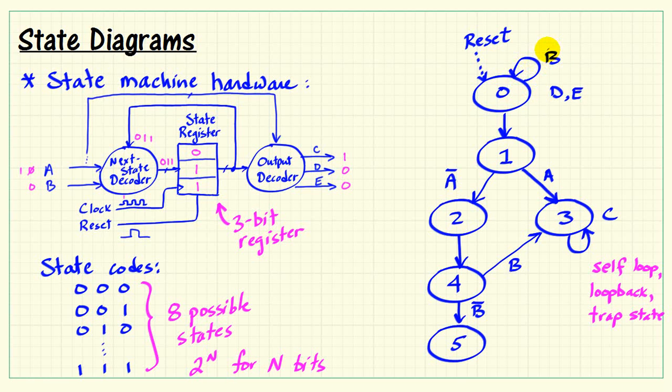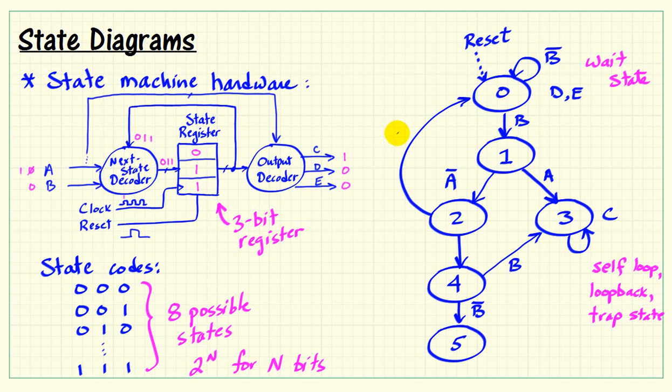Now a self loop can also be associated with a condition, and this is how we go about waiting for something to happen. In this case, we say as long as B is 0, we'll stay in state 0, and then as soon as B becomes 1, we'll advance to state 1. In state 3, again, once we're in state 3, then we're stuck there forever. It's also important to realize that the next state decoder is generating the same pattern, 0, 1, 1, so repeated clocking of the state register means that we don't observe any change.